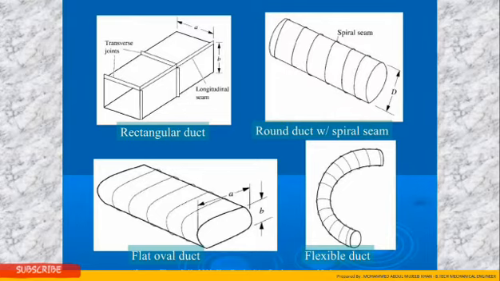Here you can see a few drawings of a rectangular duct, round duct, flat oval duct, and a flexible duct. The commonly used types of ducts are rectangular and the round duct.